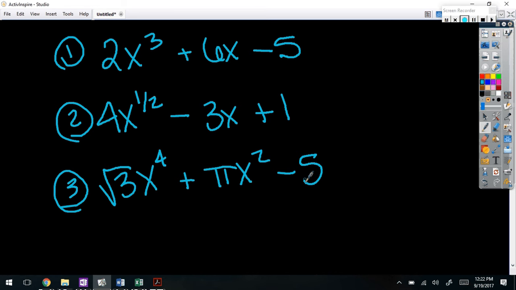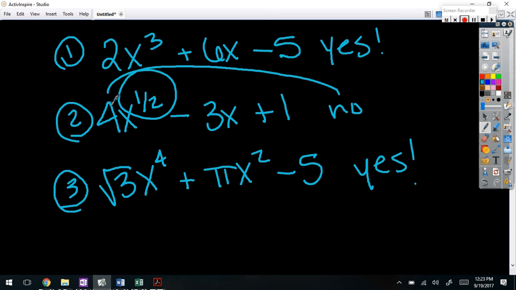How about number three? Yes. Even though it looks like that in front, those are irrational numbers, it's not impacting the exponent at all. So yes. No, maybe so. Yes. This is no because of that. Yes or no? Yeah. All right, so let's get to the lesson today.